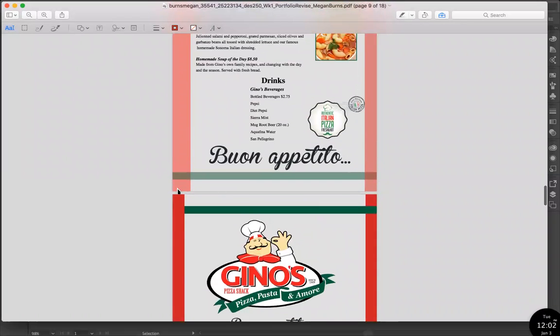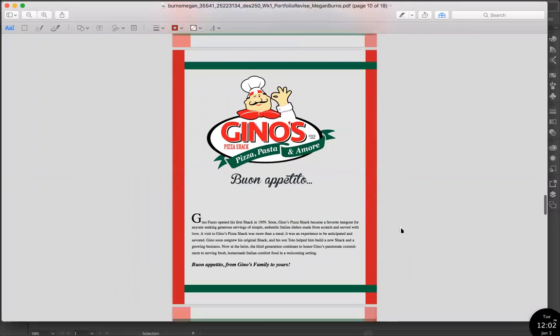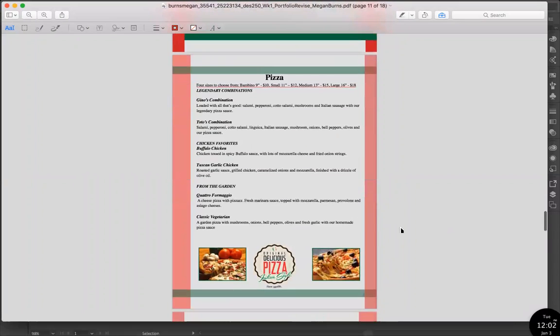Also, notice the widths of them. So this one is very wide. This one is more narrow. These ones are close, but not the same. We want to have a consistency there that stays the same throughout the whole thing. And that holds true for these later pages as well. I'd also get rid of this underline here.